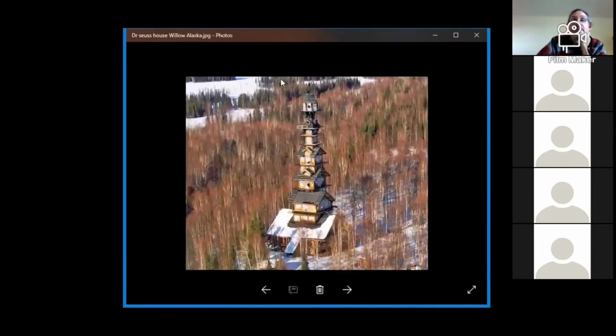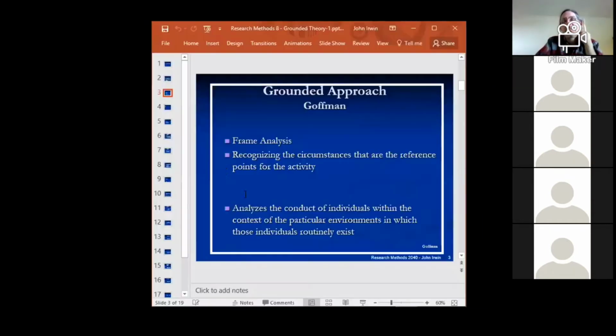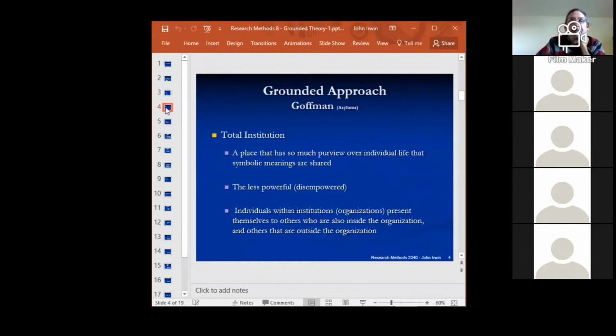Ultimately, we've changed the frame of reference. This was a house, an odd house in the woods. Now it's a Dr. Seuss house in the woods. So once you think about it, you've given a different perspective on it. You've got a different frame of reference. What we're trying to do is analyze that frame to make sense of what occurred, what's in the background that makes sense of what you see, the activity that you see. So within that context, like the pictures, what are people doing?